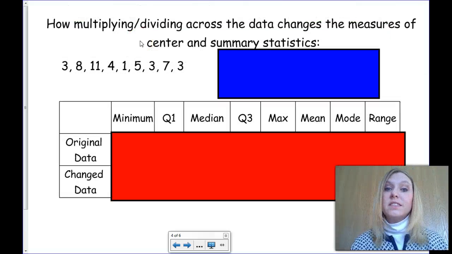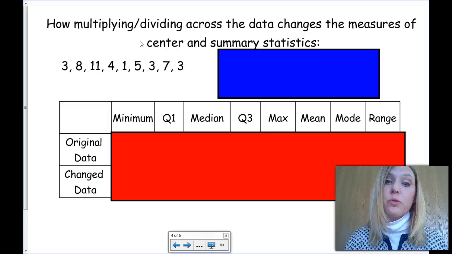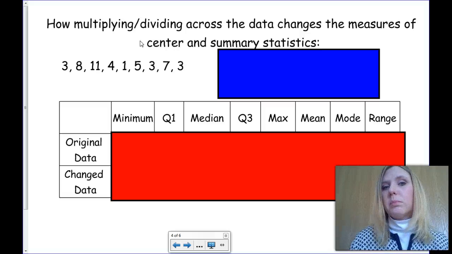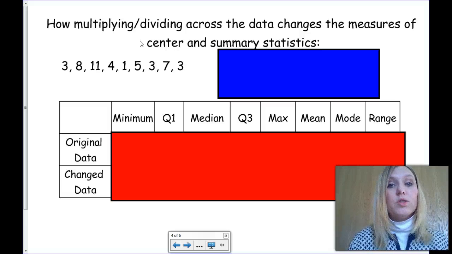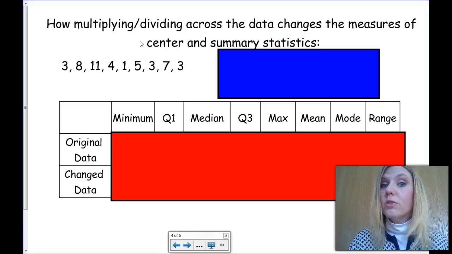Let's first look and see what happens when we multiply all of our data points by a number. In this case, we have a set of data: 3, 8, 11, 4, 1, 5, 3, 7, and 3. I want to know what happens to all of our measures when we multiply each data point by 3. So I want you to take a moment, put this data in order from smallest to largest, and multiply each one by 3. Pause the video now to do that.